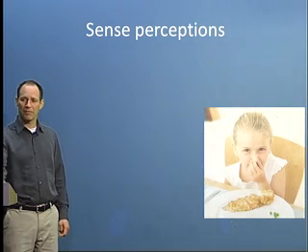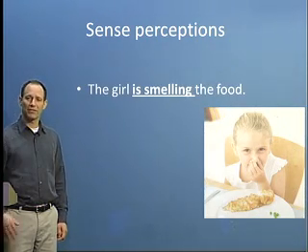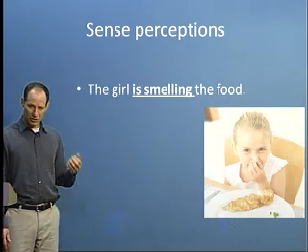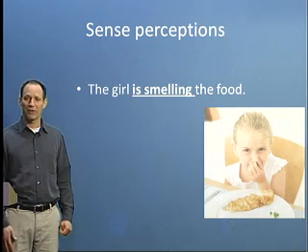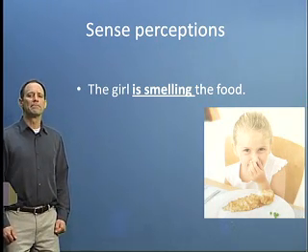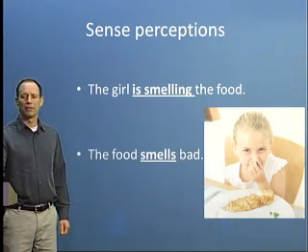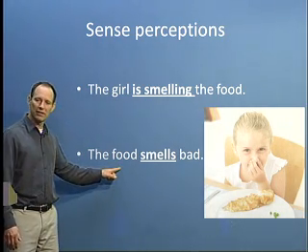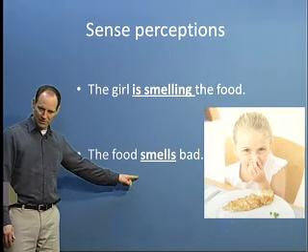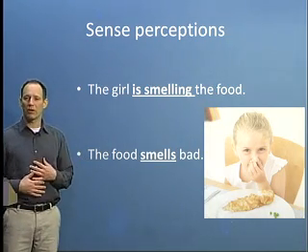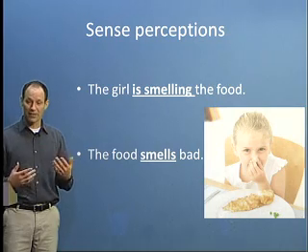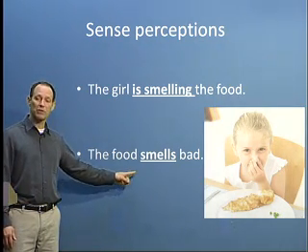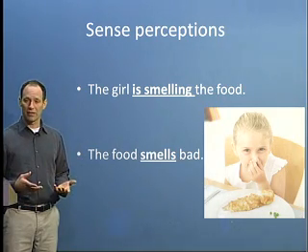Another sense perception, we have smell. The girl is smelling the food. Smell could be an action when we, with our nose, go. The food smells bad. In this situation, the food is not doing the action of smelling. It's our opinion about the food and its smell. So in this situation, it's a non-action verb. So this would not be used in the progressive.